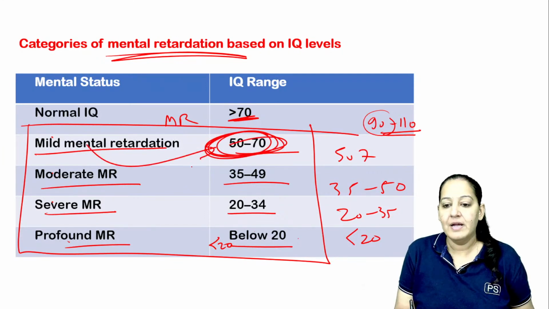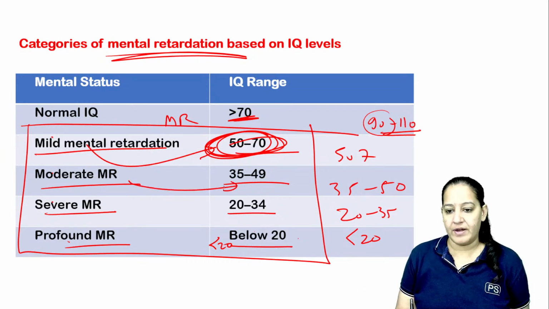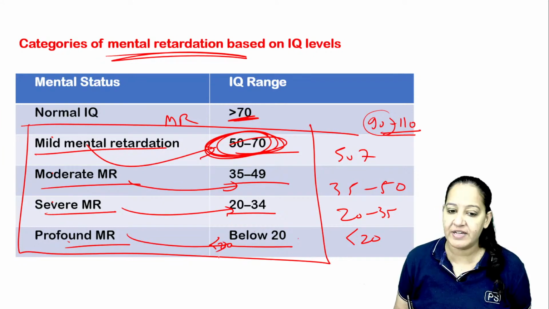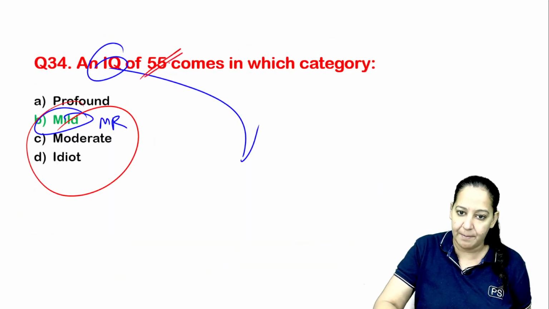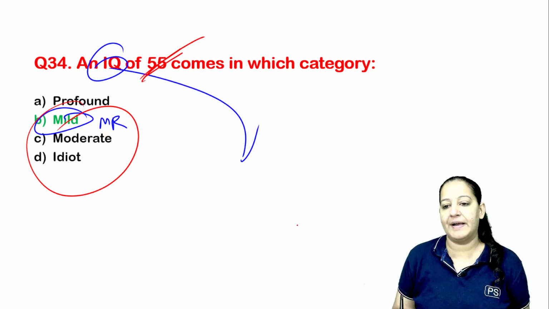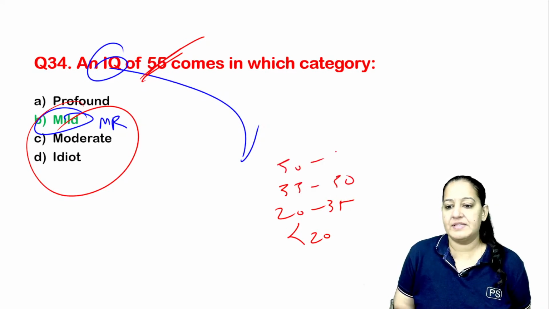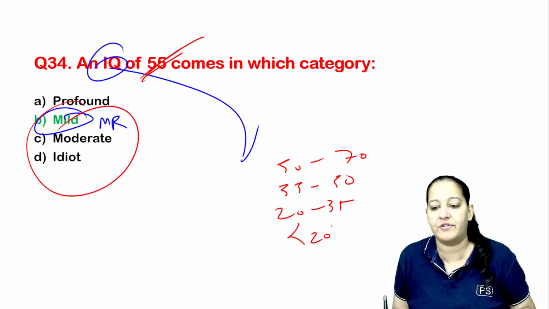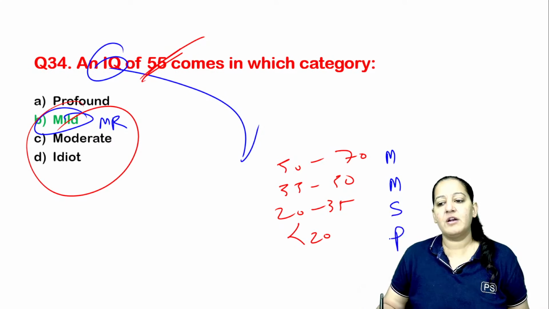So that's why mild. Instead of 55, if I give you 40, it will be moderate. If I give you 25, answer will be severe. If I give you 5 or 10, answer will be profound. You can see your 4 options. If I change the number, answer will change. You should know this completely. Less than 20, 20 to 35, 35 to 50, and 50 to 70. Please learn. More than 70 is not mentally retarded. So this is mild, moderate, severe, profound.